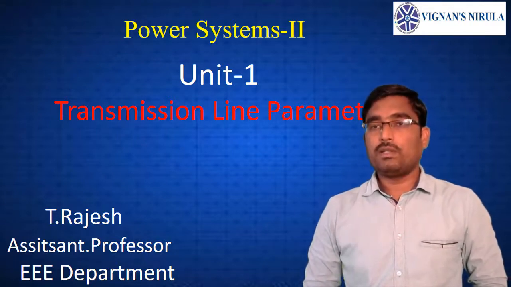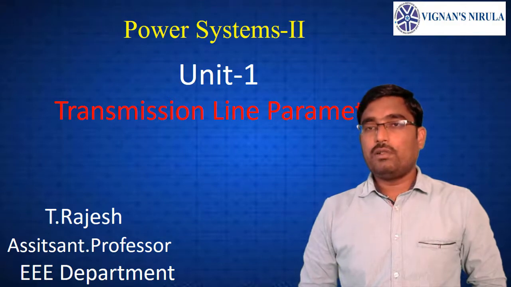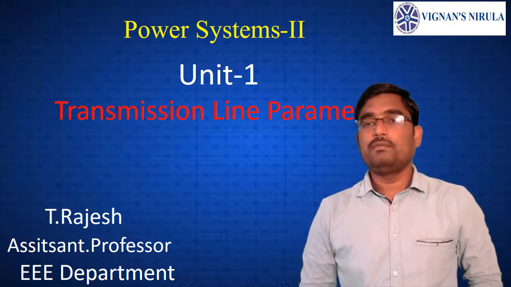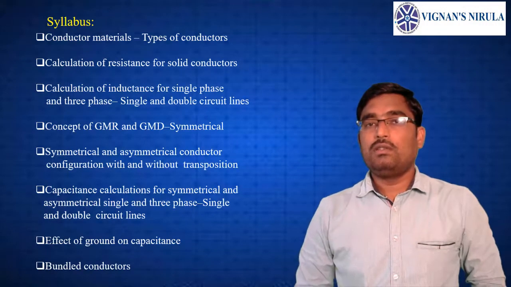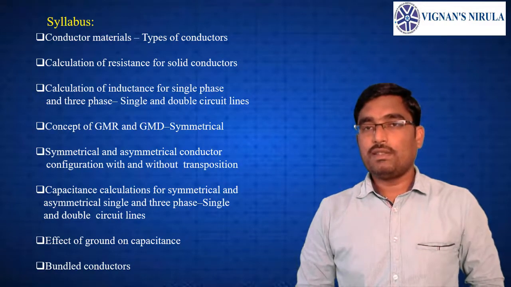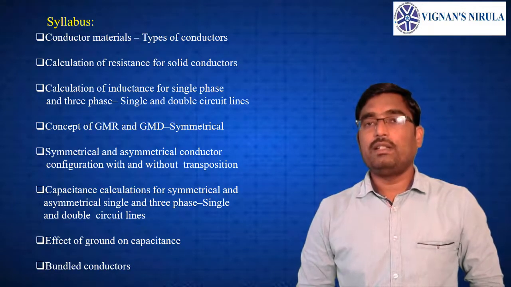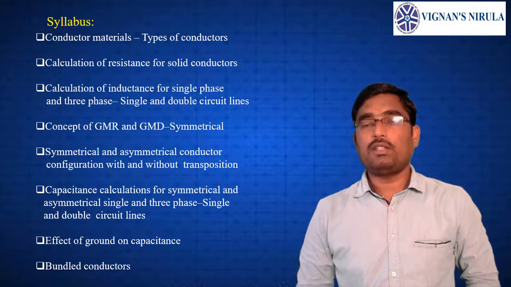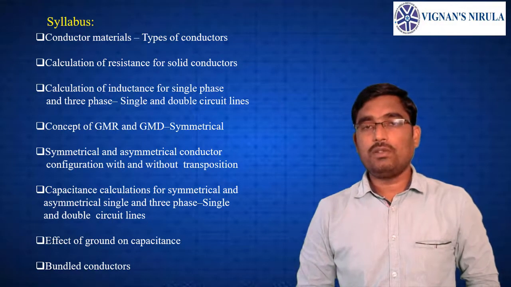Today I am going to discuss Unit 1 of Power Systems 2, that is transmission line parameters. Let us go through the syllabus. The syllabus of Unit 1 comprises the conductor materials and different types of conductors, followed by the parameters of transmission lines. Parameters include resistance, inductance and capacitance.